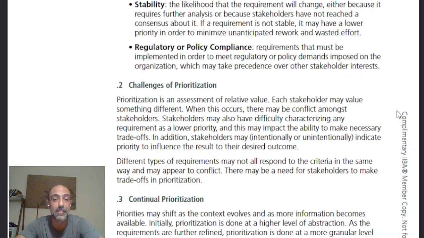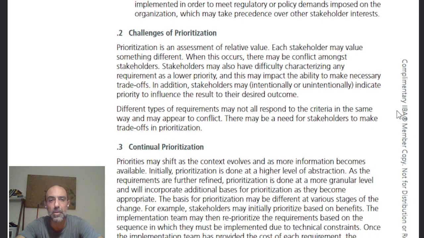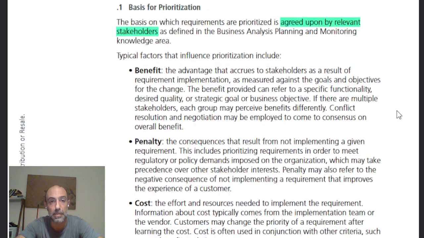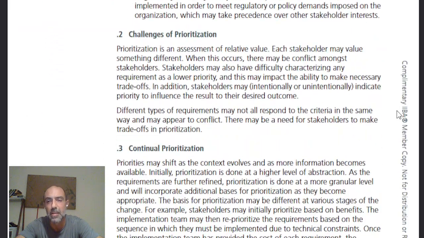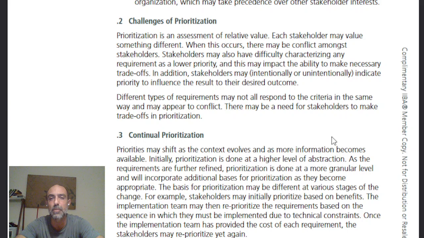What are the challenges of prioritization as well? We're still here, the elements that help us in prioritizing. Challenges of prioritization: prioritization is an assessment of relative value. Each stakeholder may value something different. When this occurs, one of the challenges is stakeholders' valuation. There may be conflict among stakeholders. Stakeholders will also have difficulty characterizing any requirement as a lower priority, and this may impact the ability to make necessary trade-offs. In addition, stakeholders may intentionally or unintentionally indicate priority to influence the result of their desired outcome.